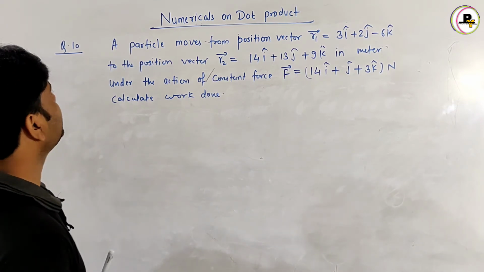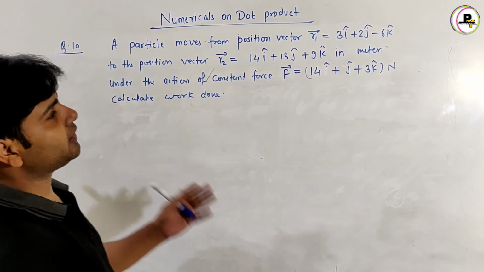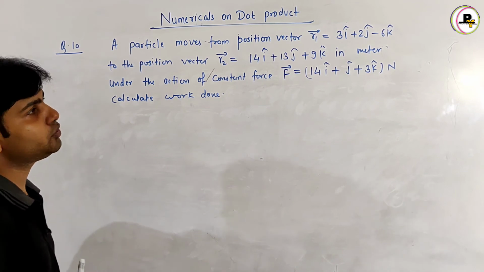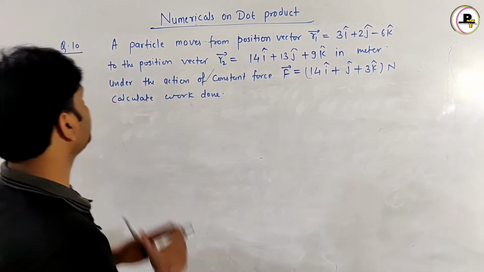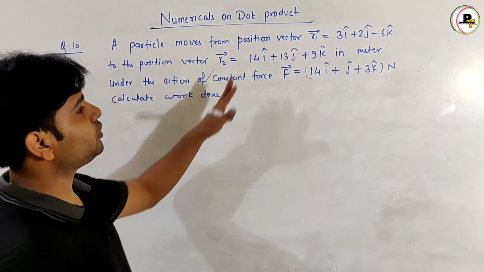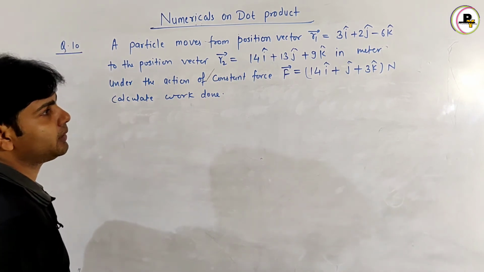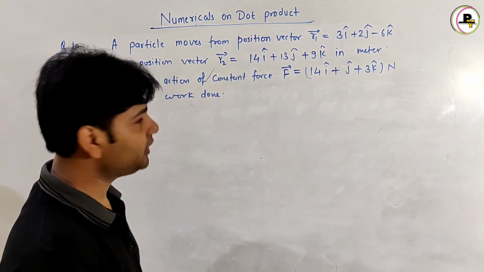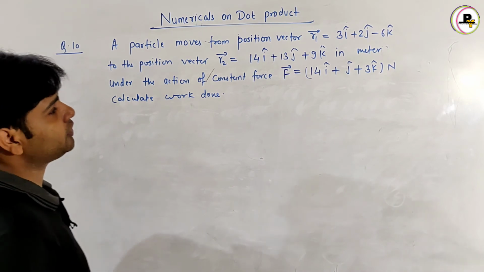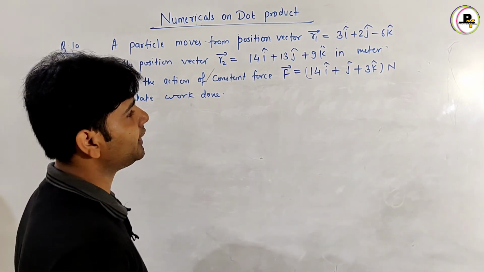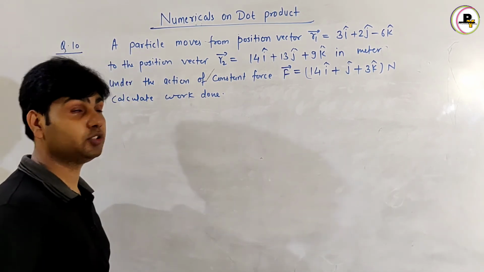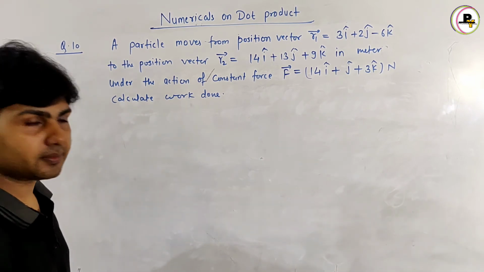Okay, so question number 10 is: a particle moves from position vector r1 equals 3 i cap plus 2 j cap minus 6 k cap to the position vector r2 equals 14 i cap plus 13 j cap plus 9 k cap in meter, under the action of a constant force F vector equals 14 i cap plus j cap plus 3 k cap Newton. Calculate the work done.